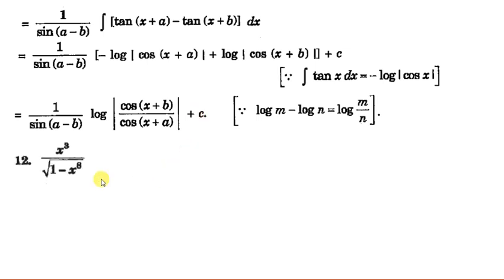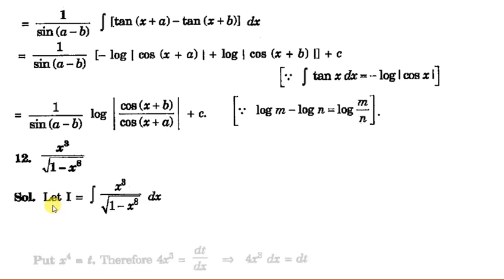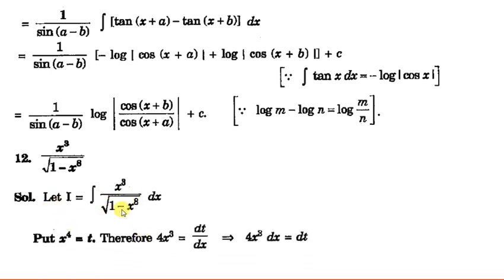Next question. Integrate x cube upon under root 1 minus x raised 8. Here we can take x to the power 4 as t, because we can write x to the power 8 as x to the power 4 whole square, and when you differentiate it you will get 4x cube equal to dt by dx. So 4x cube dx is dt, so you can write x cube dx as dt by 4. So this numerator can be replaced by dt by 4, and in denominator we have 1 minus x raised 4 whole square. It means it is 1 minus t whole square.